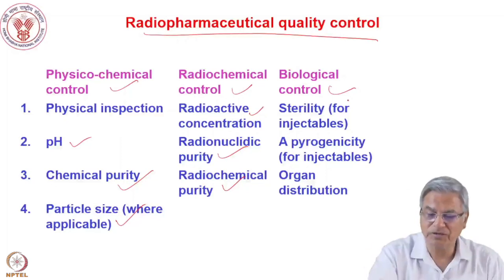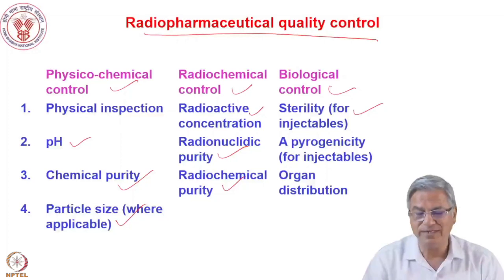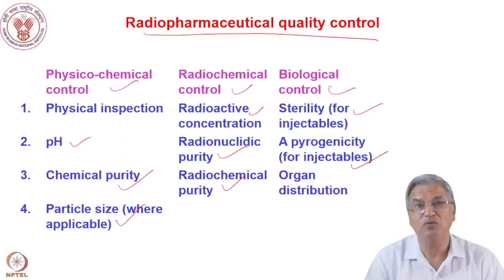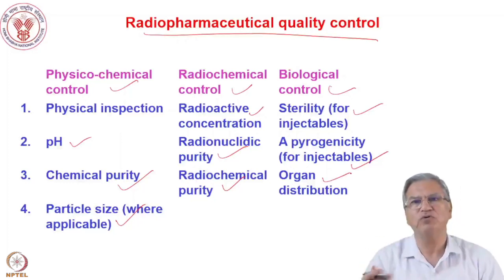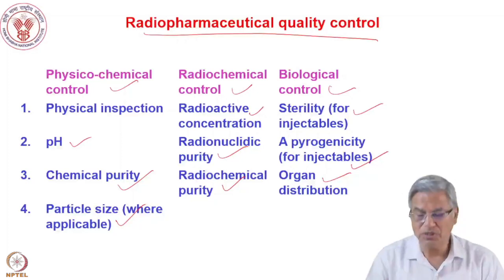Then you have the biological control, sterility for injectables, it should be sterile. Pyrogenicity means it should not produce heat in the body. So this is an important requirement of the pharmaceutical, and it should be distributing in the organ of your interest. So these are the properties that a pharmaceutical should have.